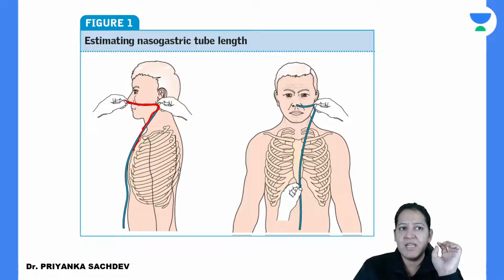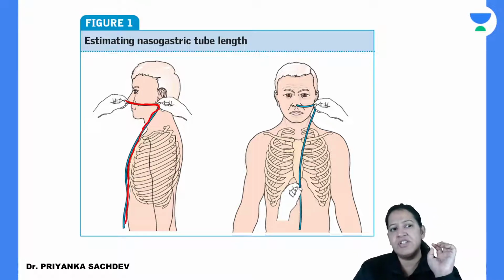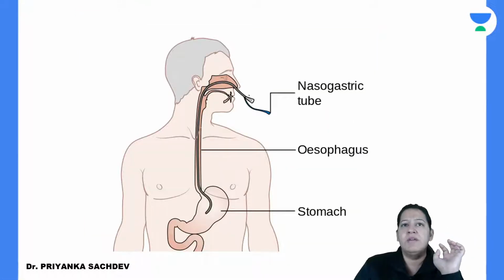So it will reach inside and it will reach the stomach. This is the stomach. Here you have to stop. Here you have to stop in the stomach. Can you see? This is the nasogastric tube. I'm putting it from the nose. It is going in the esophagus, and just at the stomach, I have to stop it.